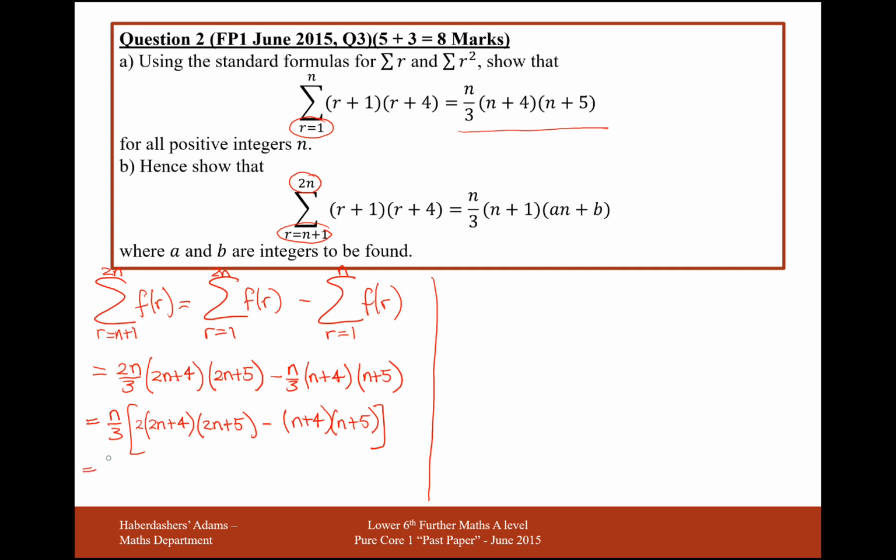Right, okay, so now what we have to do is expand the brackets inside these square brackets. So it's going to be 2n times 2n is 4n squared, but times the other 2 gives me 8n squared. We're going to get 8 plus 10, 18n, but times the other 2 we get 36n, and 4 times 5 we get 20, times the other 2 we get 40. Subtract n squared, take away 9n, and take away 20. So what do we get when we simplify this? We're going to get 7n squared, take away 27n, add 20.